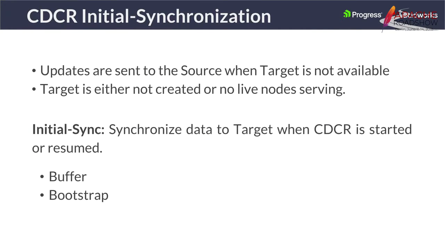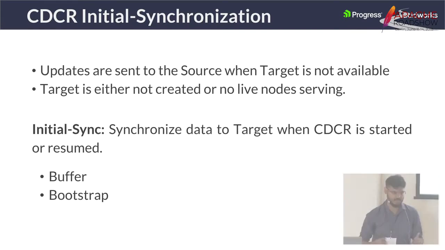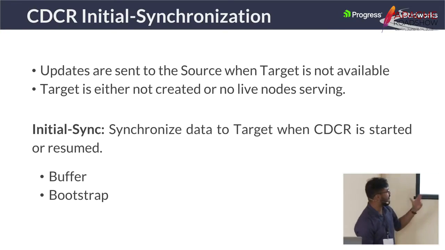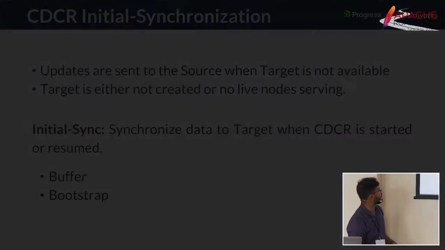Starting with initial sync, let us suppose the target is not available because it has not been created or has been down for a significant amount of time. And a huge chunk of data has already been indexed at your source. There are a number of documents already there. You would like to transfer the data from source to target in the best possible manner, in a timely fashion, and with minimal resources. Buffer and Bootstrap make sure that it happens.